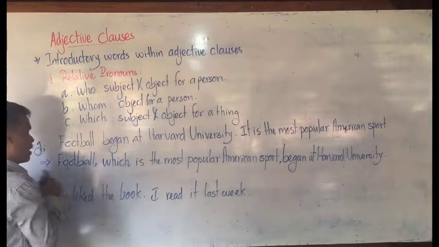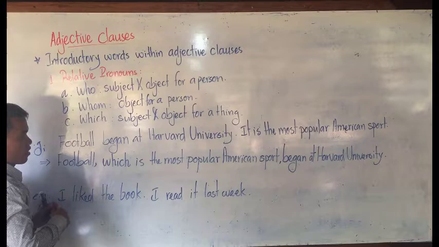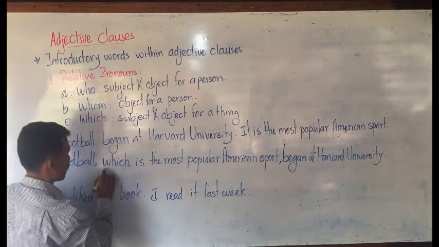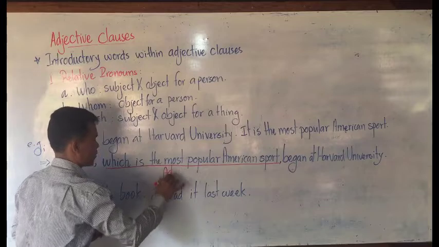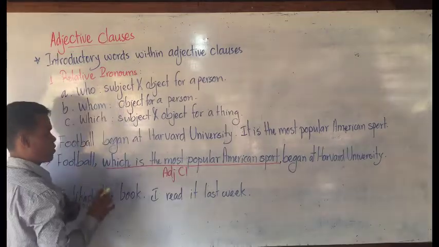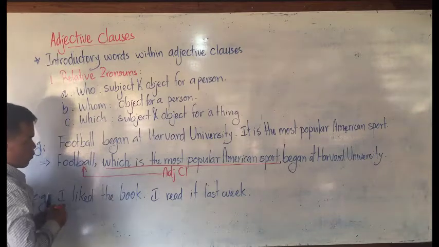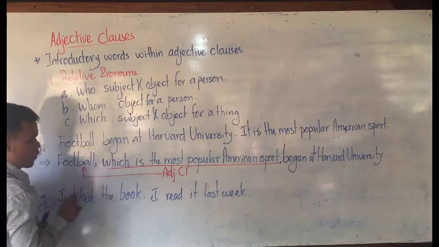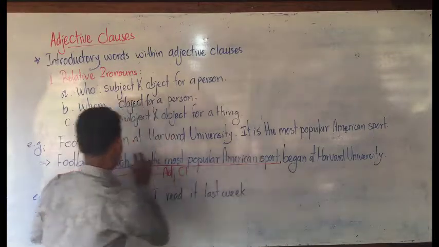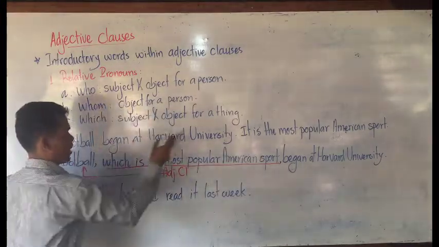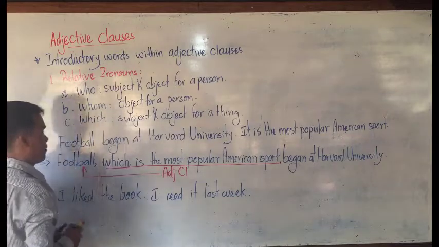Because football is a proper noun, that's why for this adjective clause we use a comma. It is called a non-defining relative clause. So from which to American sport is the adjective clause. Which noun does it modify? It modifies football. So how about which? What is the function of which here? The root of the sentence is the subject. That's why which replaces it like this. So which is a subject in this sentence as well.